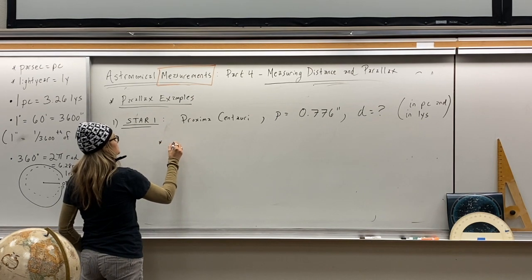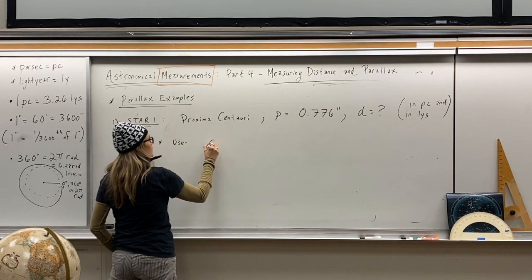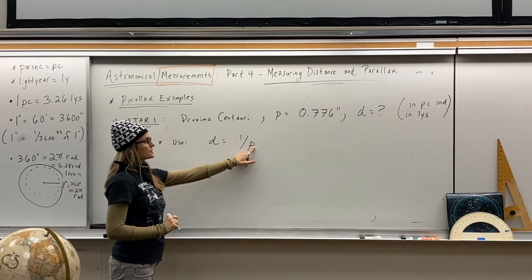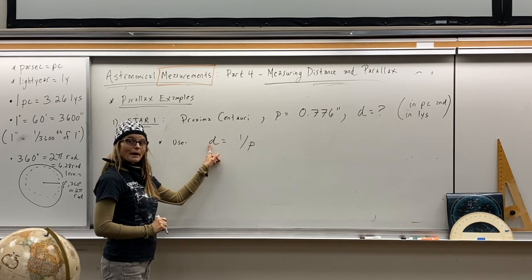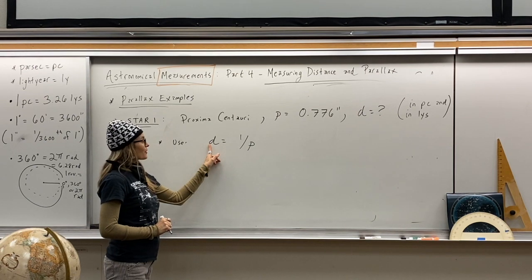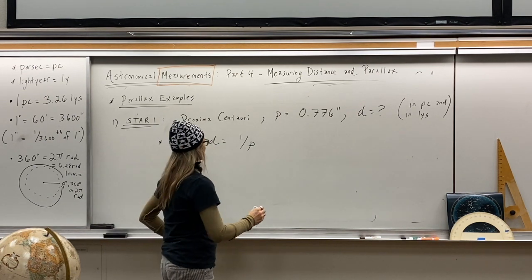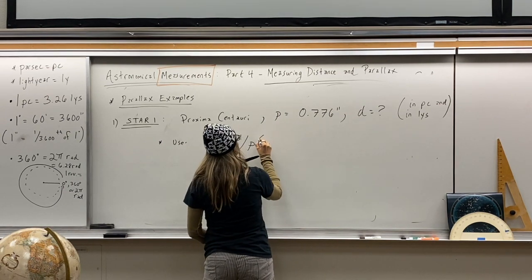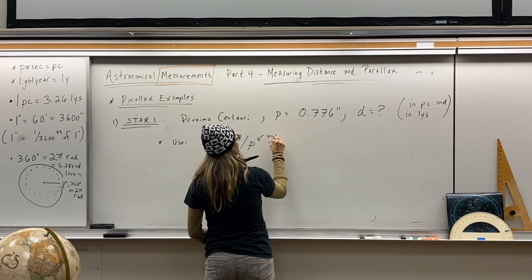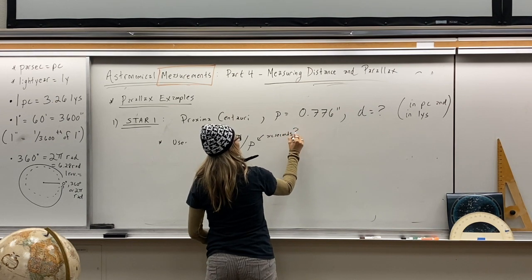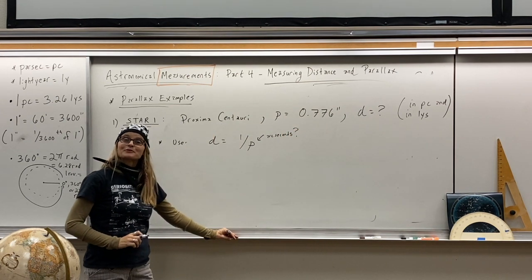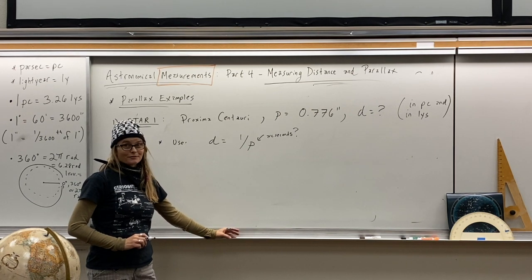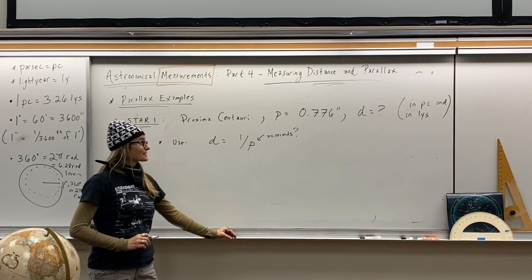Well, we use our D equals 1 over P. And as long as our input is in arc seconds, it should whip out a value in parsecs, correct? So always look at your measures. So this is in arc seconds. Always ask yourself that. If it's not, then you have to change it. And maybe if it's a degree measure, you have to divide it out and convert it to arc seconds.